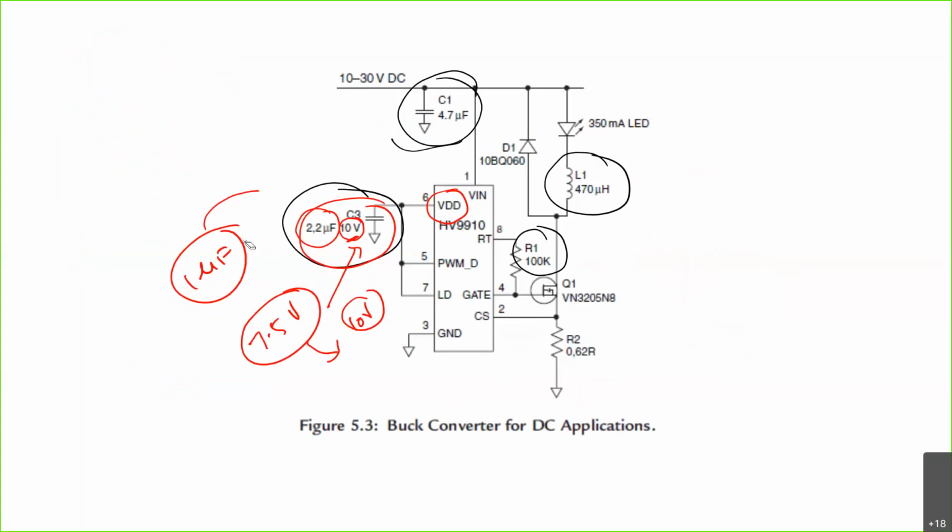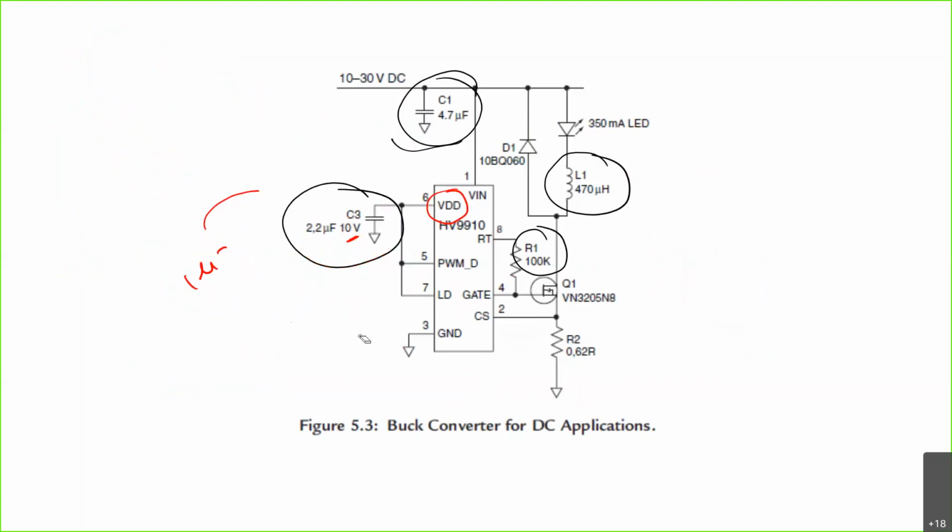So next we will see how to select the other passive components. Let us consider some case. I will follow whatever is given in the book to avoid confusion. So let us assume that the input voltage is 10 to 30 volts. Okay, so that has some tolerance, that is 10 to 30 volts.